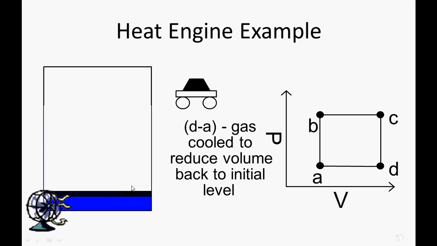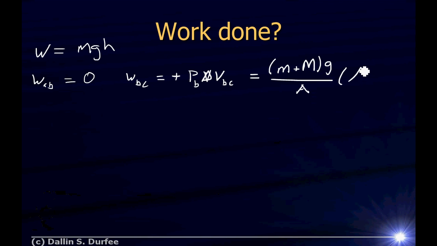Well, I go from here to here, right? So I go up a height h when I go from B to C. So the change in volume is just going to be the area of my piston times how far I went up. So A times h. Or in other words, the A's cancel, and the work from B to C is just going to be m plus the mass of the piston, gh. All right? What about the work from C to D?